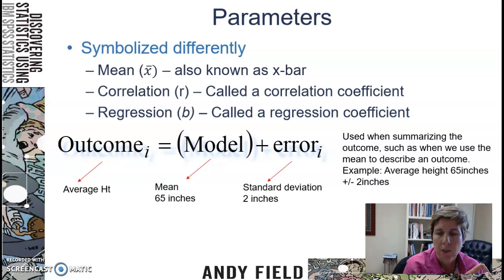Okay, so this little section in the book talks about parameters and it talks about variables. So the important thing here to know about parameters is that parameters are symbolized differently. So here I've got the mean, x bar.